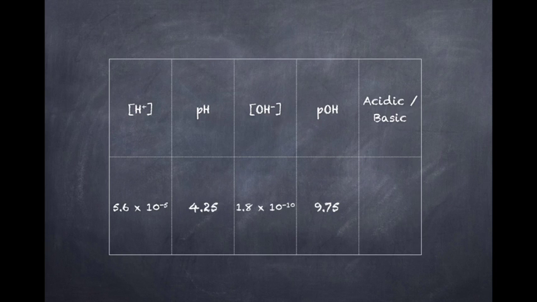Now the last thing this is asking you is, is this acidic or is it basic? Well, the way that I do it, I look at my pH, and I remember if my pH is less than 7, it's going to be acidic. If it's greater than 7, then it's going to be basic. So since your pH is 4.25, my solution is acidic.